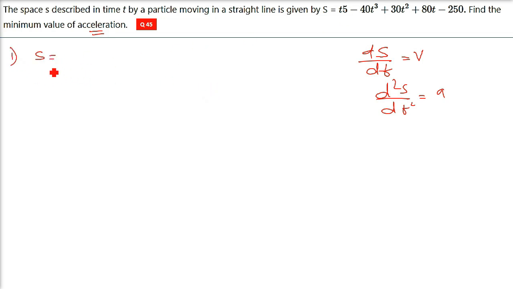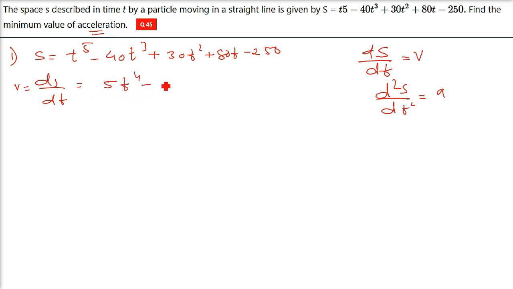What I am trying to suggest here is s is equal to t raised to 5 minus 40t cube plus 30t square plus 80t minus 250. ds by dt is your velocity. The differentiation is quite clear to you. You already know it. It's 5t raised to 4 minus 120t square plus 60t plus 80. Why did we get this?